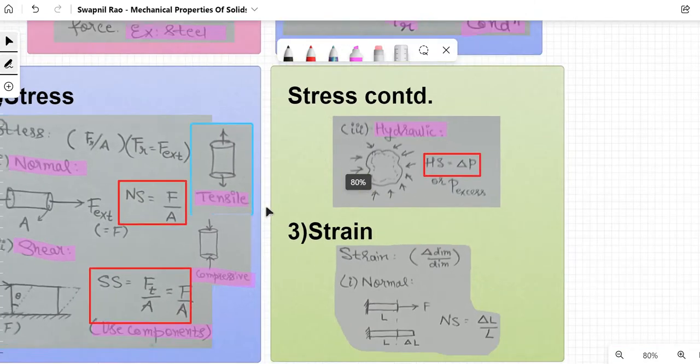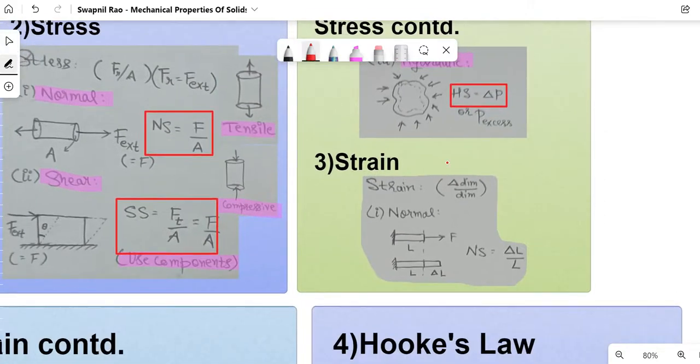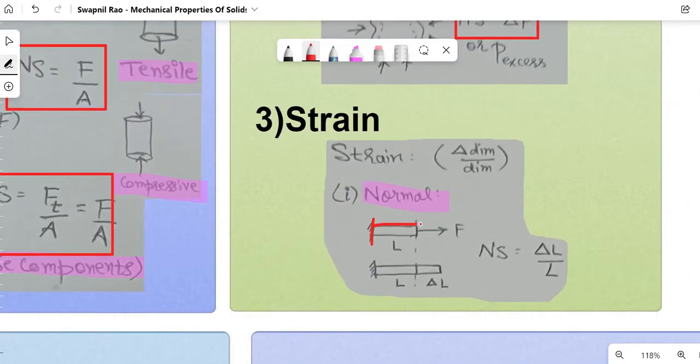And next one would be strain. As you can see, I'll be moving on to strain. So strain, the general definition over here would be change in dimension by original dimension. Under that, we have normal strain, which is similar to this one, as you can see over here. There would be a rod, and I'll be zooming in on a picture, and make sure that you look at these pictures carefully, because I won't be using the pictures again in the modulus part of this chapter.